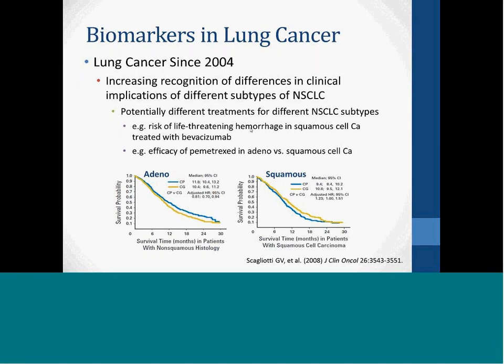For example, there's been recognition in recent years that treatment of patients with squamous cell carcinoma with bevacizumab, which is a VEGF inhibitor, actually results in life-threatening hemorrhage. An example of this is the differential efficacy of pemetrexed as a chemotherapeutic agent in adenocarcinoma versus squamous cell carcinoma. You can see in the figure here, in the blue, we've got the survival curve with pemetrexed and cisplatinum versus cisplatinum and gemcitabine. In adenocarcinoma, there is slightly better survival in patients treated with pemetrexed compared to the other chemotherapy, and the curve is actually the reverse in squamous cell carcinoma.